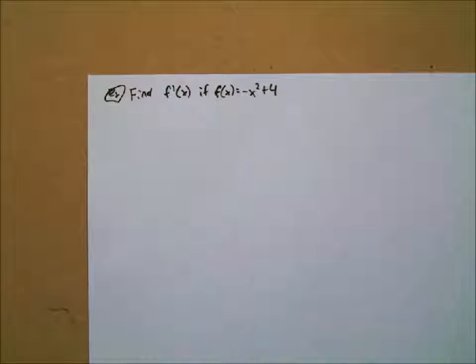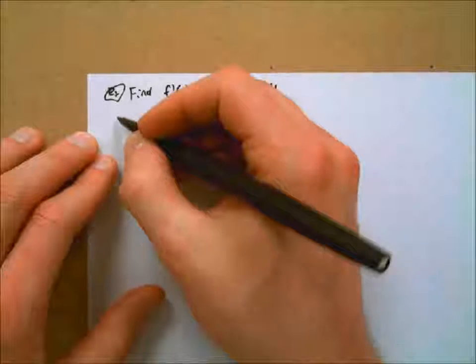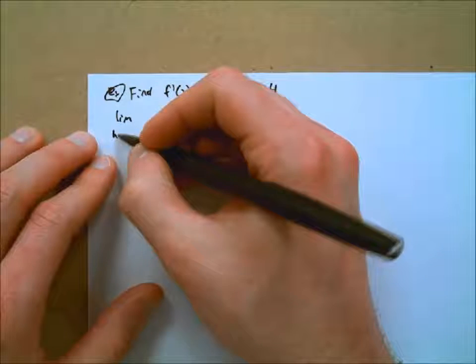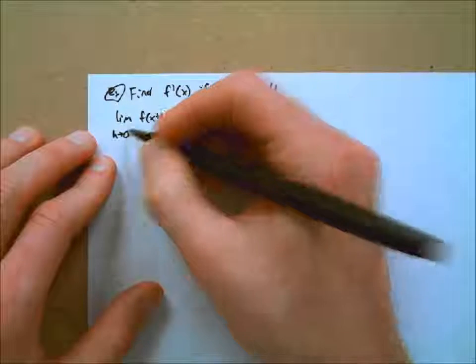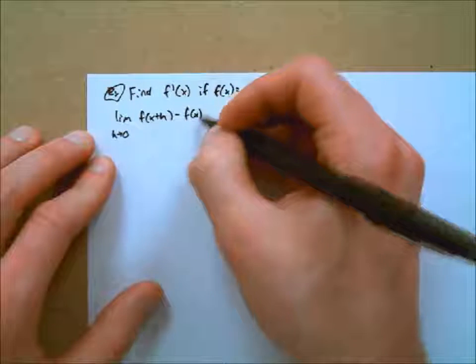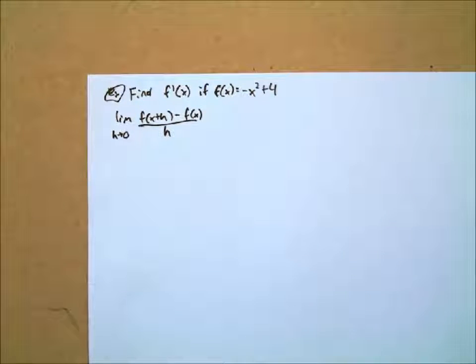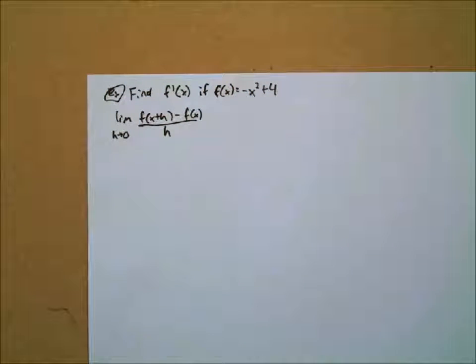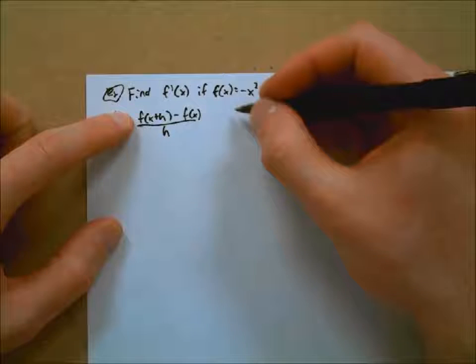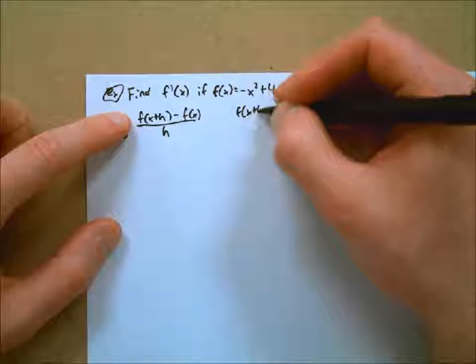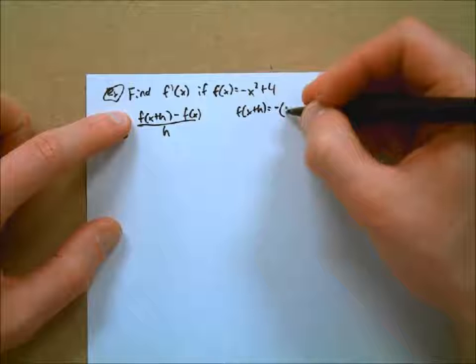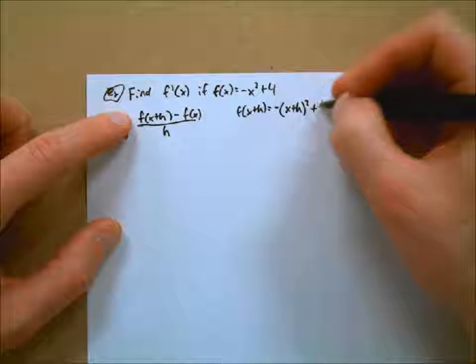So we're going to again use the limit definition here. So the limit as h approaches 0 of f of x plus h minus f of x all over h. That first piece, that first substitution, remember, is the hardest thing. We've got to figure out what f of x plus h is. So if f of x is negative x squared plus 4, f of x plus h then is going to be negative quantity x plus h squared plus 4, like that.